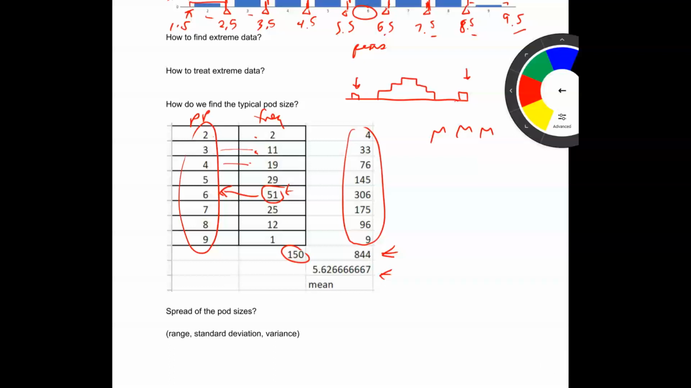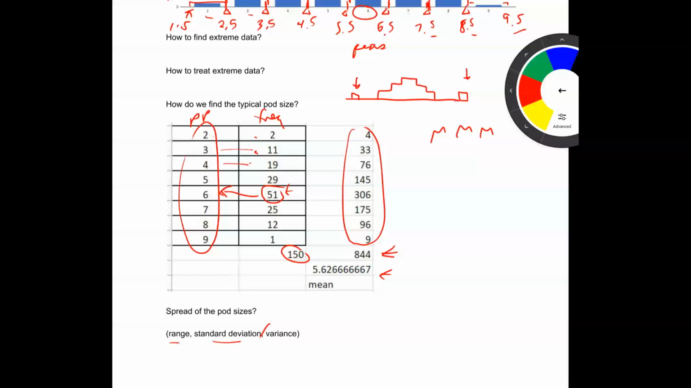Okay. Now, of course, a lot of times we'll be doing that with the calculator, and we'll talk about that later. Spread of the pod sizes. Okay, so there's a few different ways, and right now we'll talk about two of them, which are range and standard deviation, variance. Okay, so first of all, range is the one that you learned first. Oh, I'm sorry, there's one more.